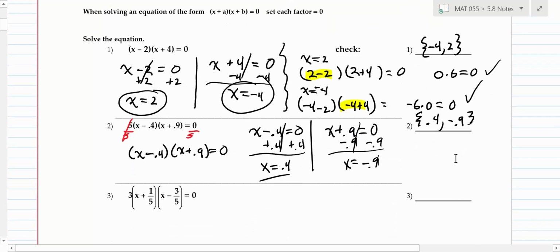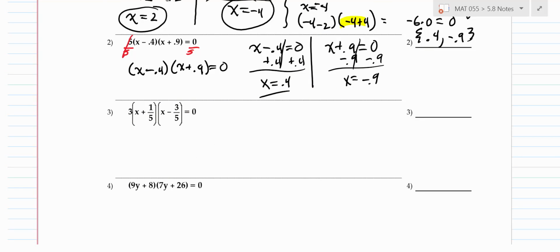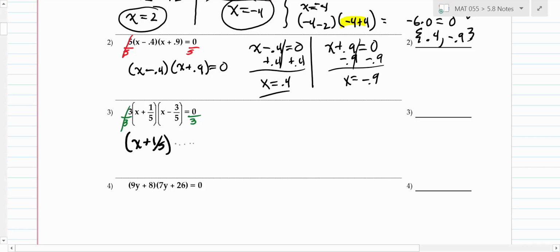See, it's already in the factored form. You don't want to multiply anything out. You want to leave it in a factored form. So this one would go like this. Don't worry about the 3. You can just ignore it. You can divide by it if you want to. So then you would have x plus 1/5 times x minus 3/5 is equal to 0 like that.